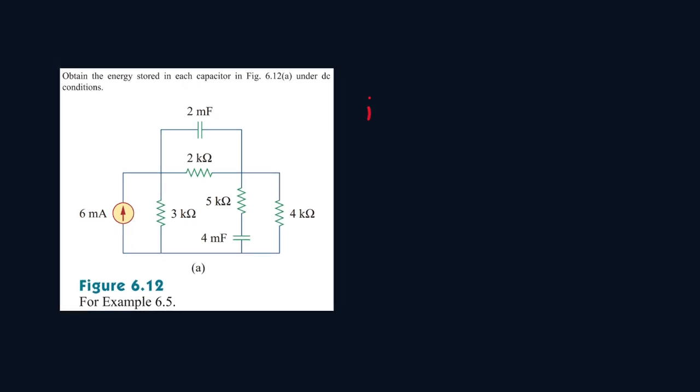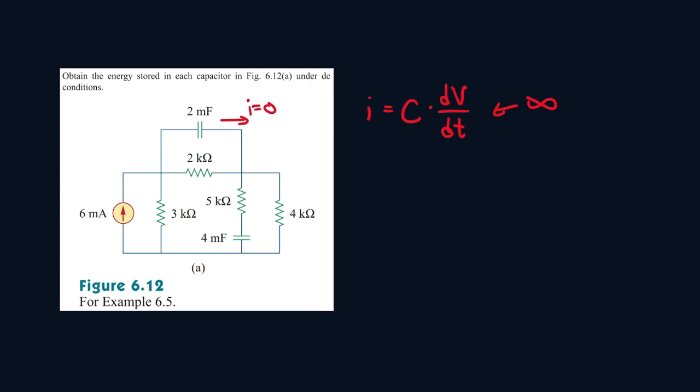To find the current passing through a capacitor, it's equal to the capacitance itself times the change of the voltage over the change of time. So we're going to make the assumption that it's been a really long time, and time is equal to infinity. So it'll be the change of voltage over infinity, which is zero. So that means the current passing through here will be zero.